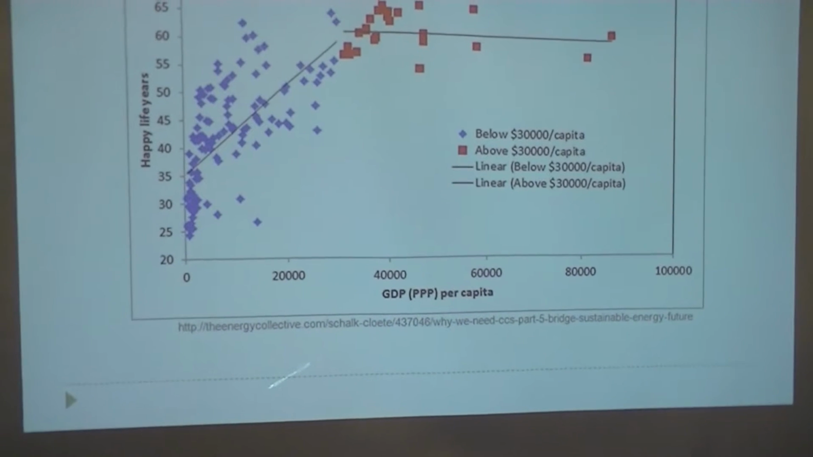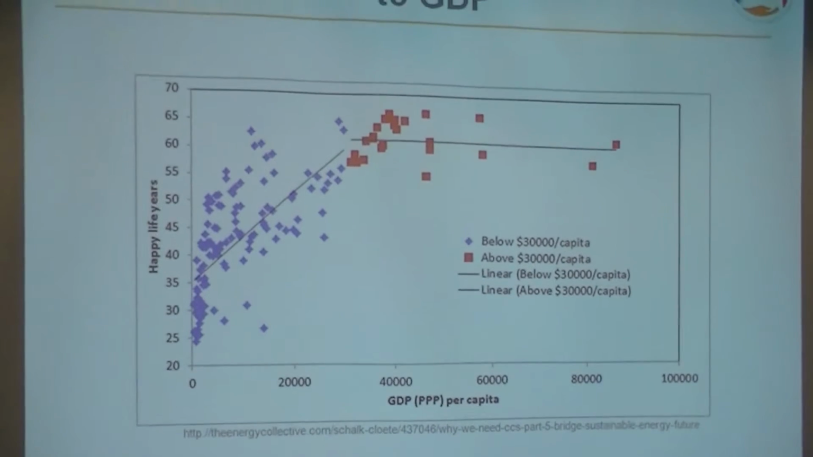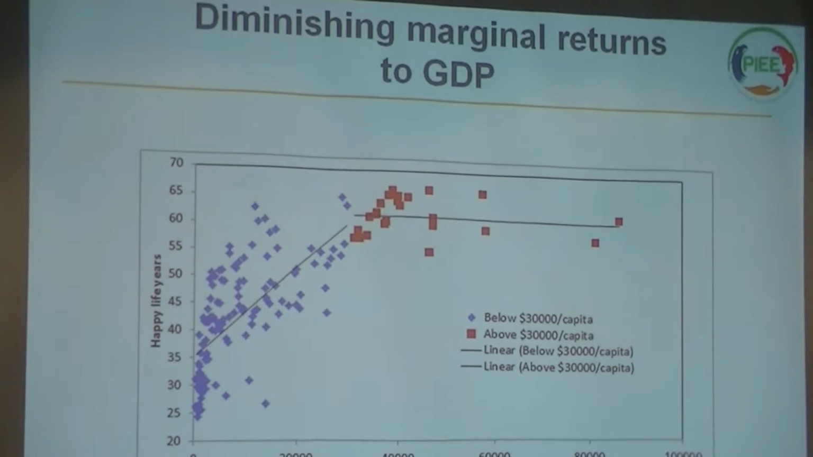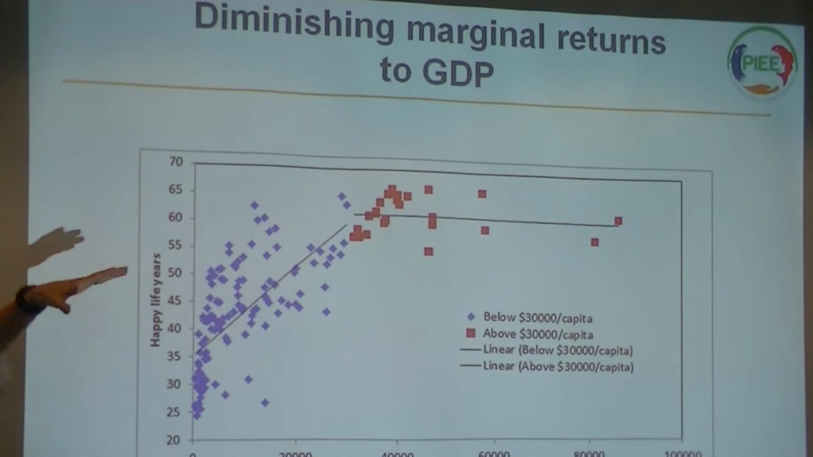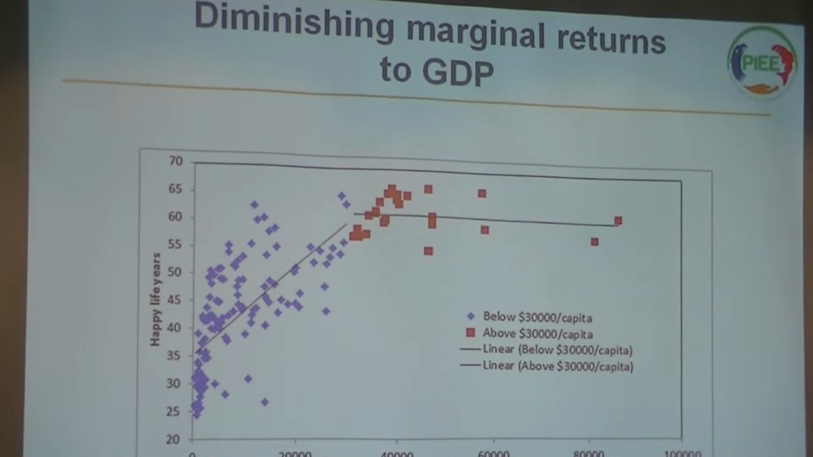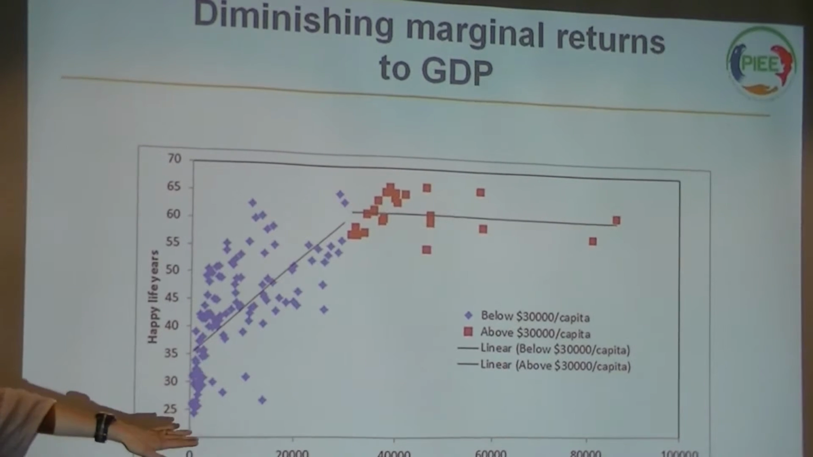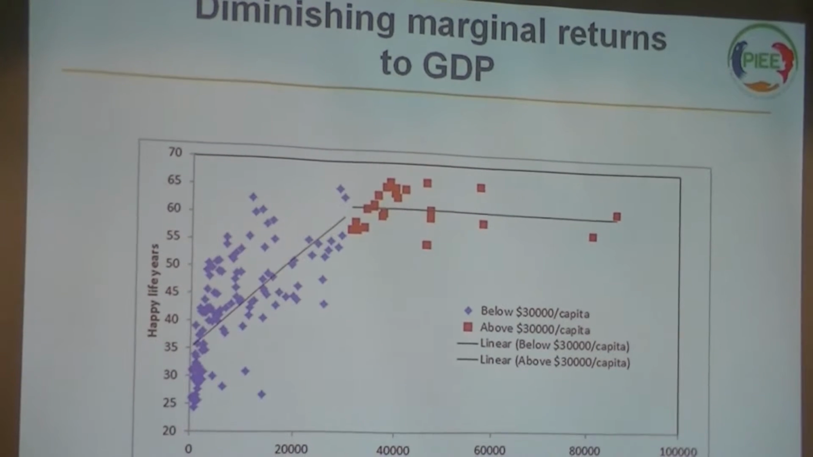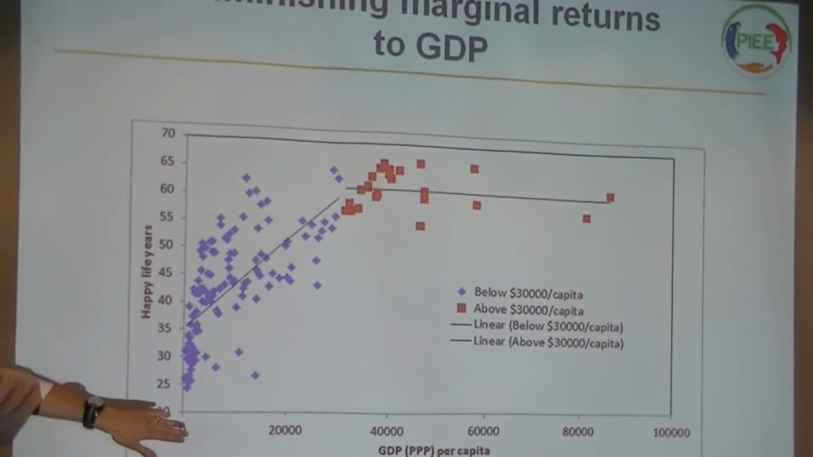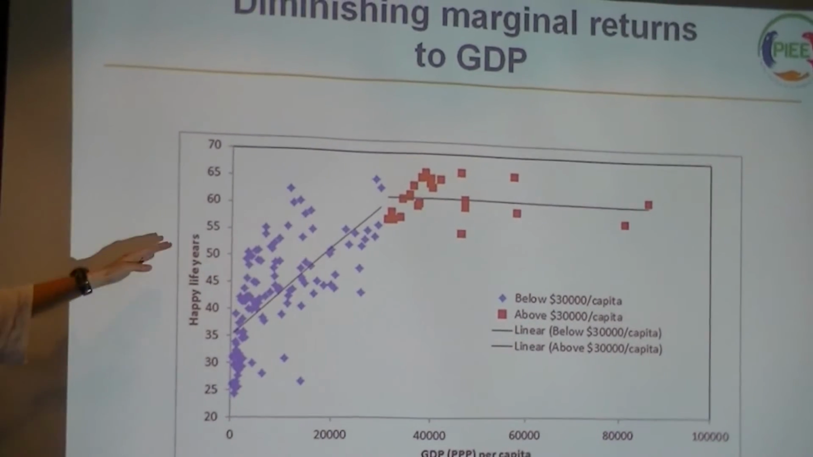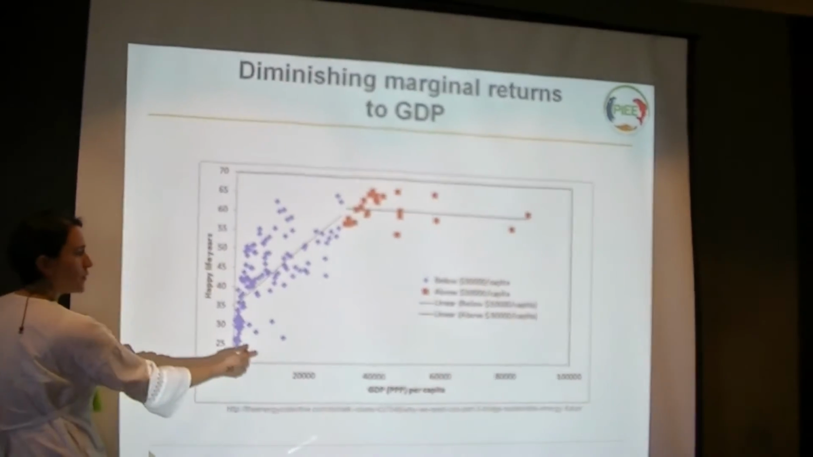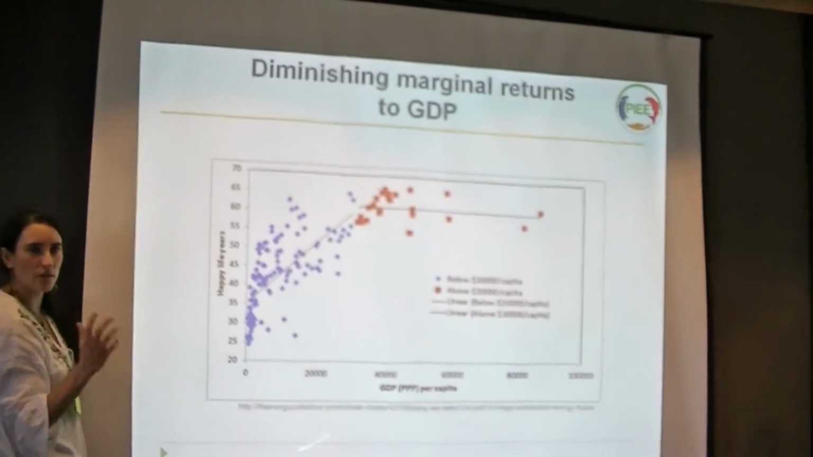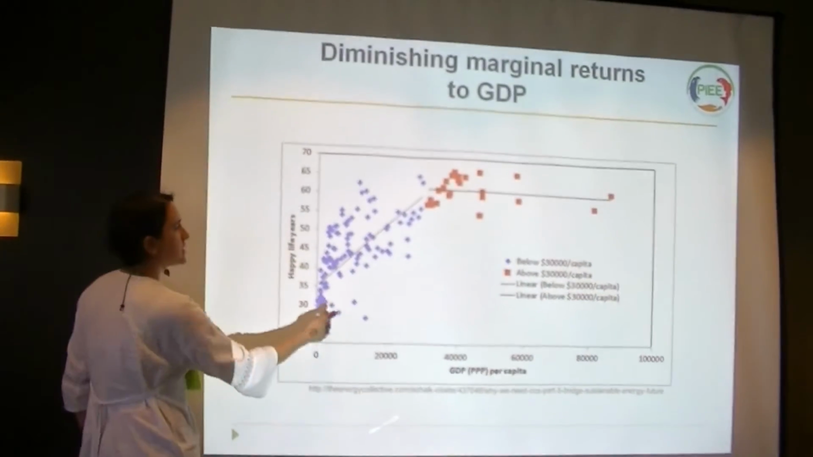One of the important key points also is the idea of diminishing marginal returns to growth. Growth does generate benefits and it increases our satisfaction. On this side you have happy life years, a measure that accounts for life satisfaction and life expectancy. And here you have GDP per capita. Each dot is a country, okay? Some countries have very low GDP, very low income, and they are probably not happy countries. But as soon as you have some gains in income, you can see, wow, happiness really increases with minor increases in income.